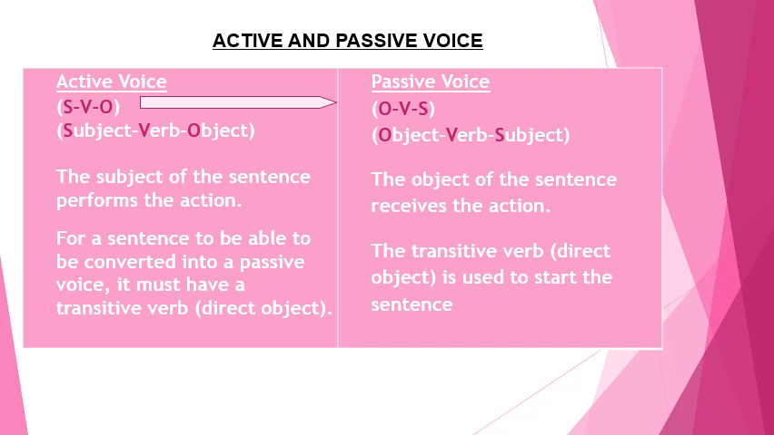For a sentence to be able to be converted into a passive voice, it must have a transitive verb, meaning a direct object. When you change it from active voice into the passive voice, your abbreviations will change. It will become OVS, meaning you will start with the object, then the verb, and end with the subject. The object of the sentence receives the action. The transitive verb, meaning the direct object, is used to start the sentence with.